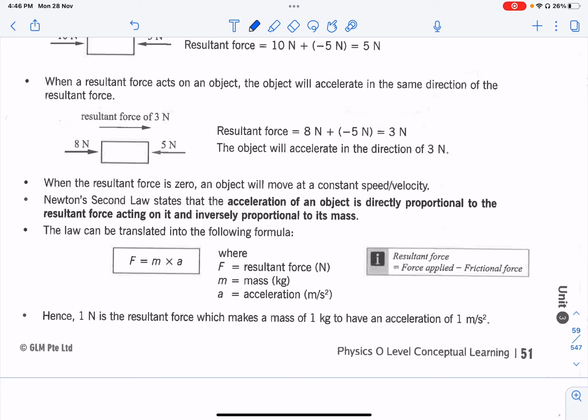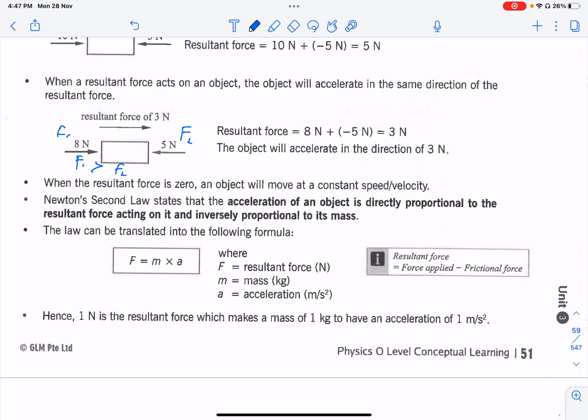So let's say 8 Newton is moving to the right and 5 Newton is moving to the left. We would see that the overall difference between them is 8 minus 5, which is 3 Newton, moving in a direction towards the right. Why? Because F1 is greater than F2. 8 is F1, 5 is F2.